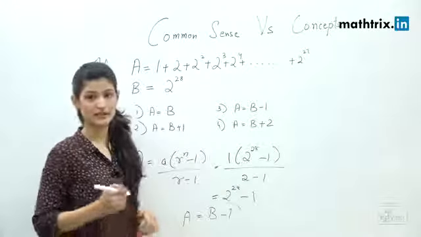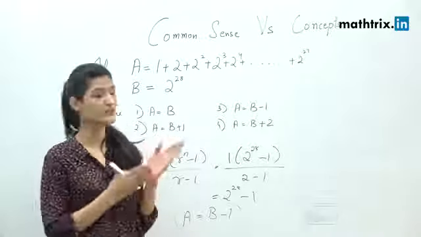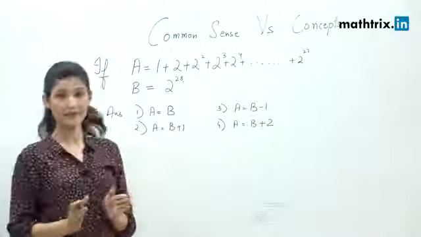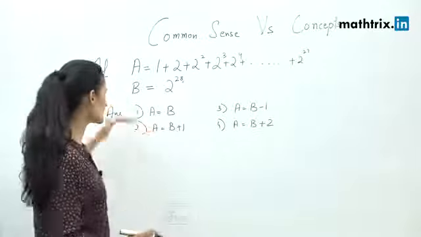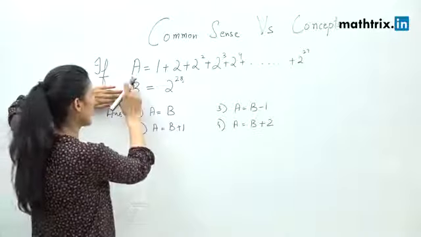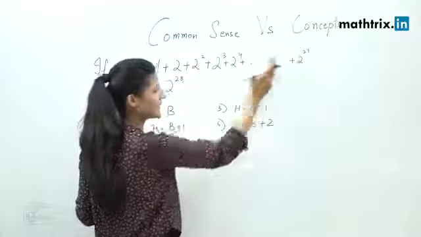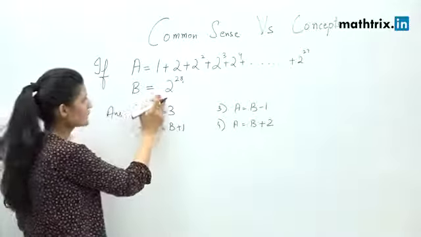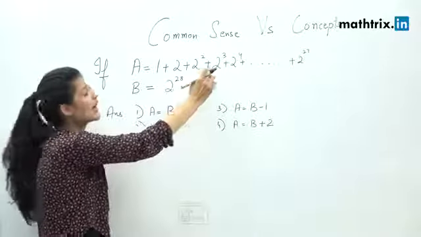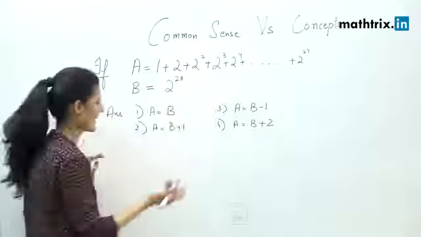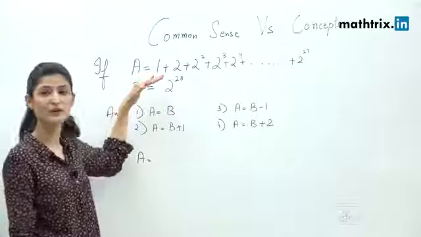So this approach is simple, but still it can be used only by a person who has knowledge of maths or who knows what GP is. With the help of common sense, we can solve this question very easily. So just observe this, where A is equal to 1 plus 2 plus 2 square, and so on, with 28 terms, and B is equal to 2 raised to the power 28, where 28 is the number of terms which A is having. So now let's solve it first by having only 2 terms.